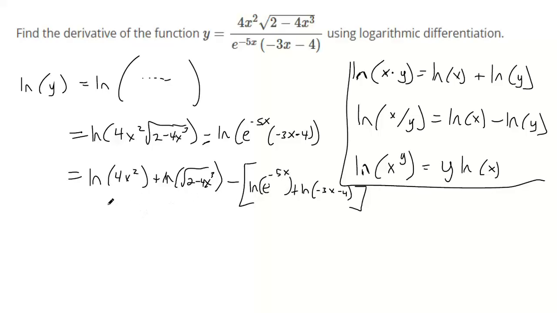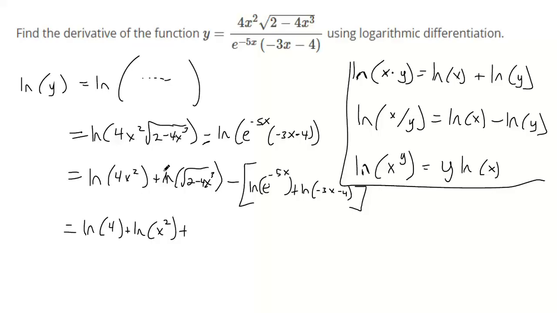Okay, and a little bit more simplification. This is natural log of 4 times x squared. So again, this is like your x, and this is like your y in this example over here. That's now natural log 4 plus natural log x squared.